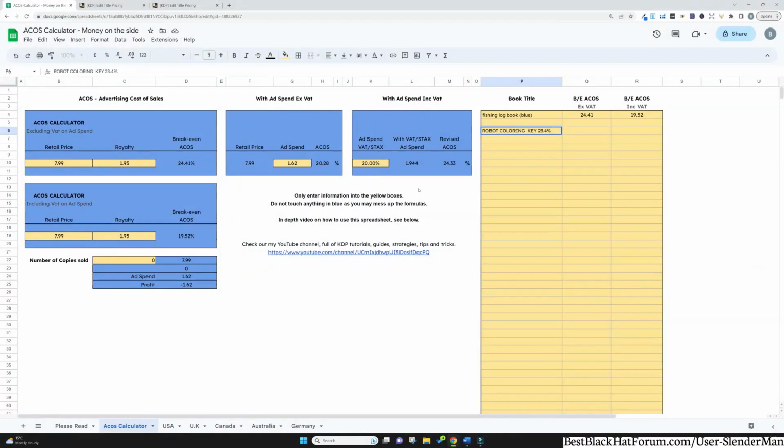Oh yeah, and with this spreadsheet, please only write in the yellow boxes. If you touch any of the blue boxes, you may mess up the formulas. I hope that you can now see how important knowing your exact break-even ACOS is, and can hopefully save yourself a lot of wasted money in the future.